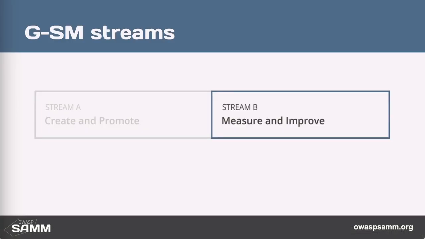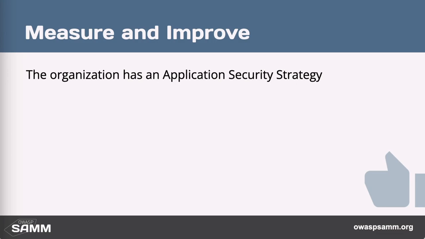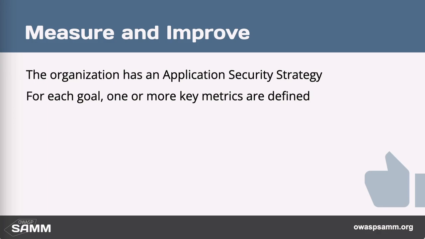Let's have a look at Measure and Improve, which is the second stream in strategy and metrics. What does good look like for this stream? Well, obviously you have a strategy with actionable goals. And for every goal, you need to be able to measure it. The key thing is you want to have multiple types of metrics. You want to be looking at things from a number of perspectives.